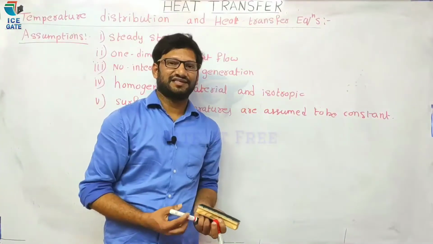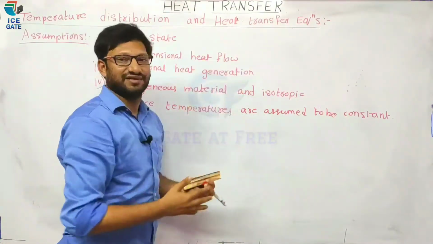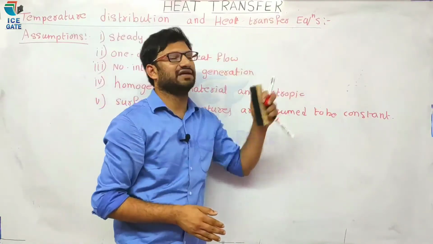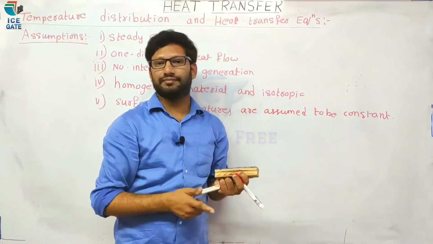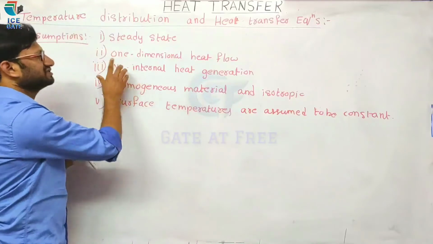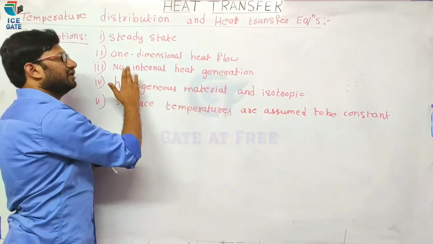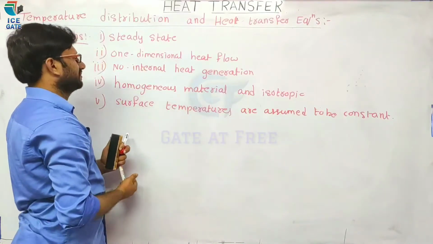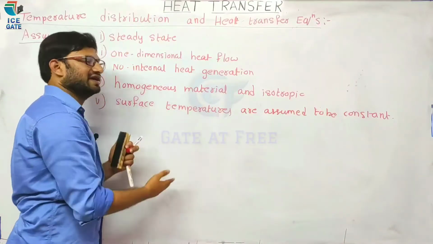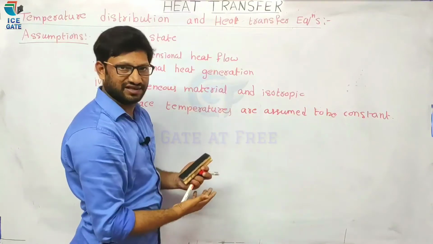Right. The next topic, temperature distribution and heat transfer equations. Now we will see the temperature distribution functions and heat transfer equations in plane slab, cylinder and sphere under these assumptions. Now what are the assumptions? They are very important. Steady state, one-dimensional heat flow, no internal heat generation, homogeneous material and isotropic, and we can say K is constant. Surface temperatures are assumed to be constant.